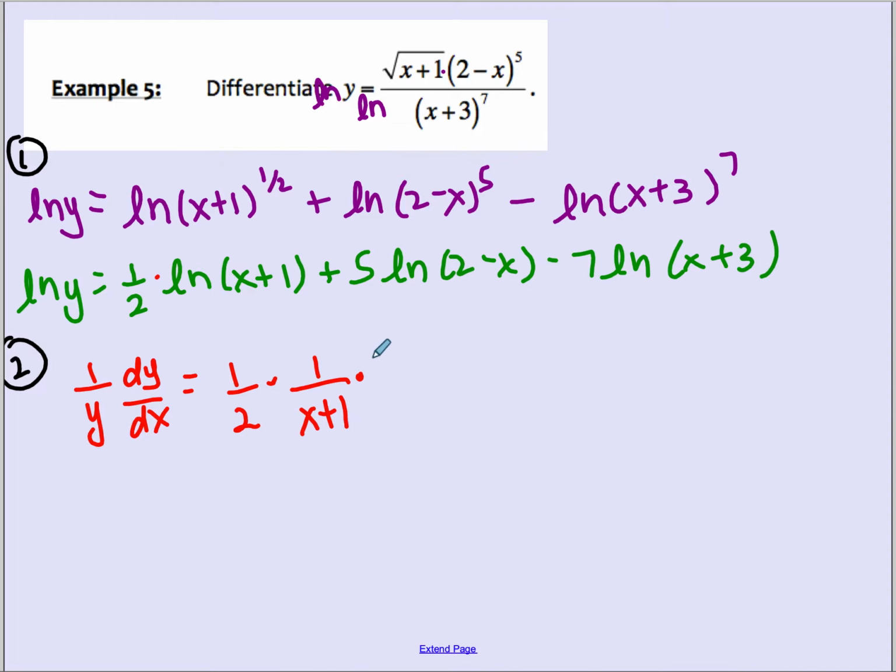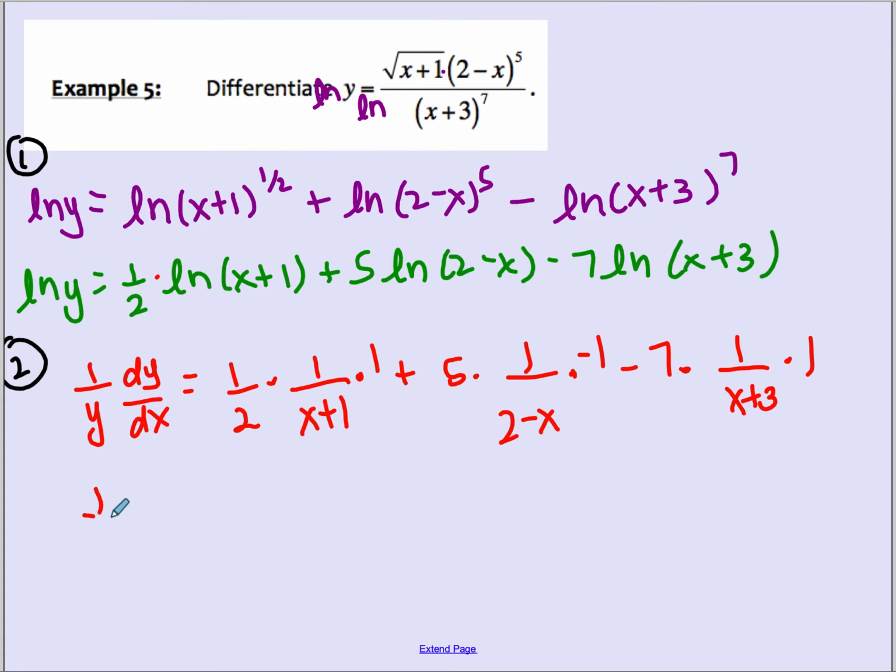Derivative of x is 1, plus 5 times our ln of 2 minus x derivative. So the derivative of ln is 1 over, so it would be 2 minus x, and then times the derivative of our inside. Be careful here. The derivative of 2 is 0. The derivative of negative x is negative 1. A lot of people have missed that negative. Then we got minus 7 times derivative of ln of x plus 3. So it'd be 1 over x plus 3 times 1.